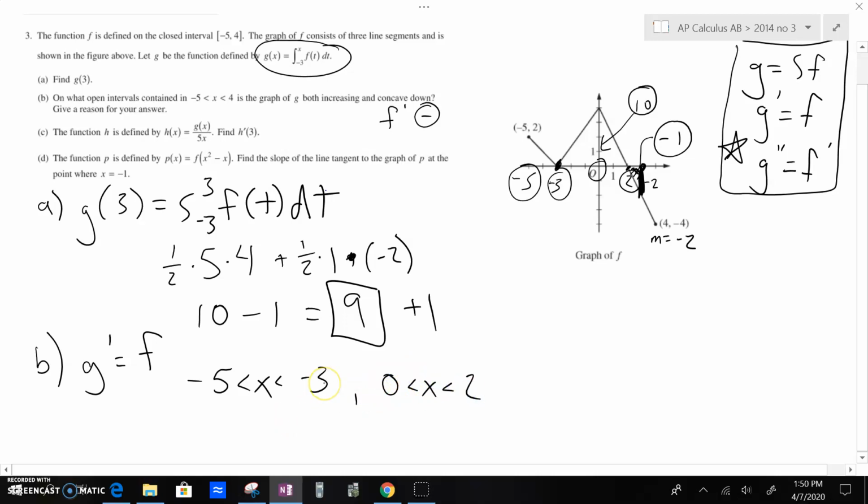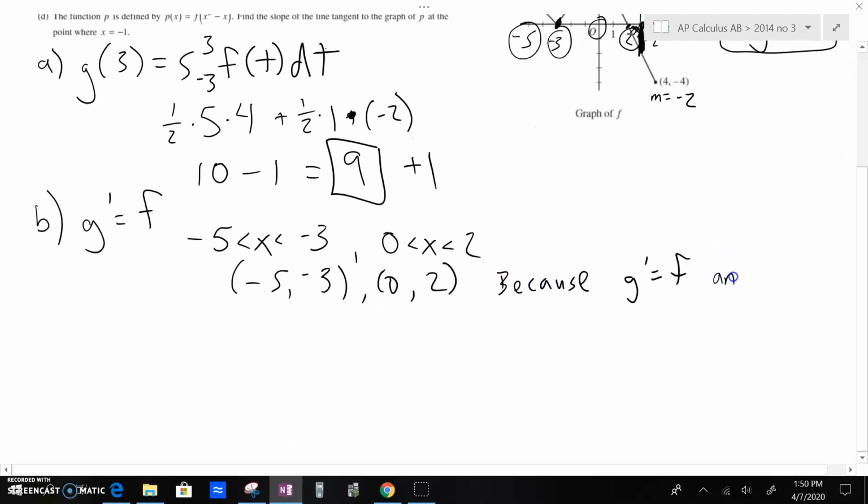And you can write it this way. You could write it with the brackets like this. That would also be okay. And so on those intervals, you are going to be both increasing and concave down for the graph of g. And the reason is, I'd say, because g prime equals f, and f is positive, and that indicates the first derivative of g is going to be positive, and decreasing. So f is both positive and decreasing on those intervals.